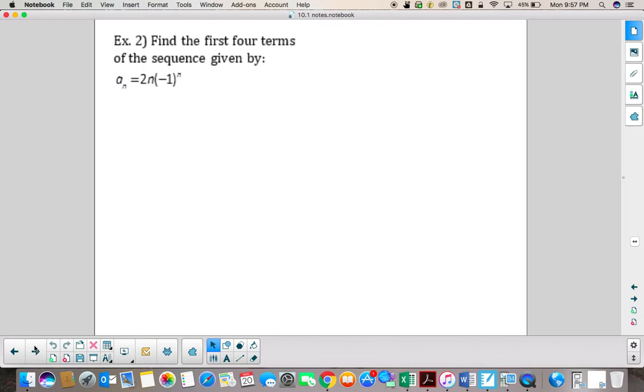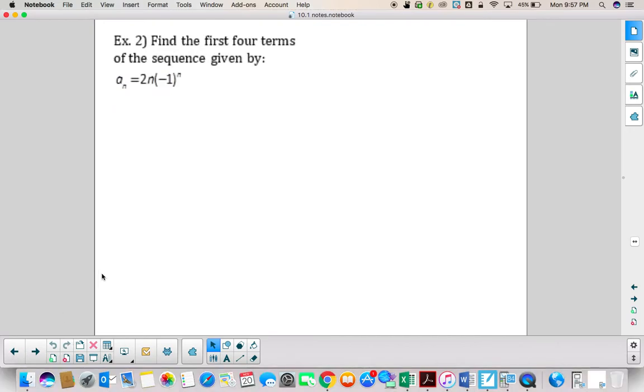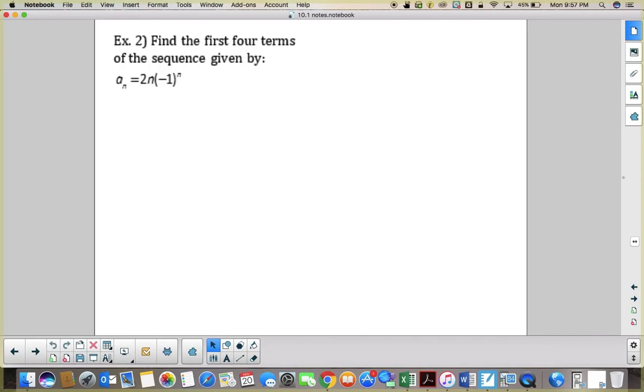Now, here it asks us to find the first 4 terms of this sequence given this equation. So now we can come in and figure this out. So the first thing we have to talk about is notation. Okay, so this n right here, that's the nth term. If we want to know the first term, we're going to write a sub 1. And everywhere in this equation that we see n, we're going to replace that with 1.